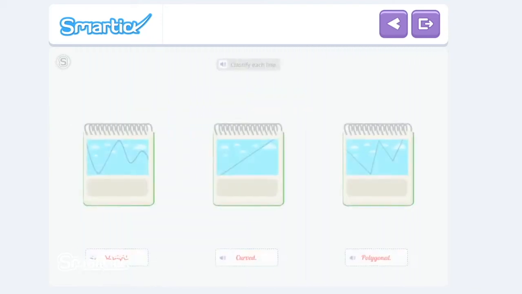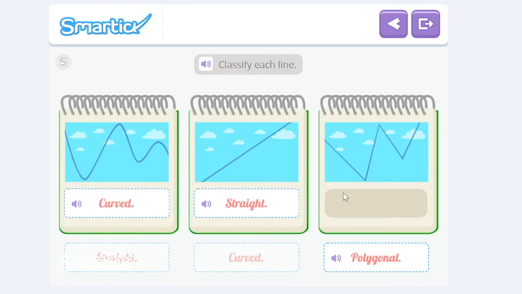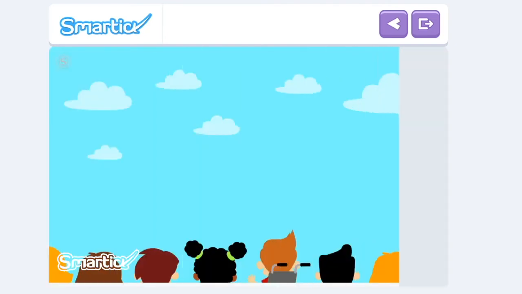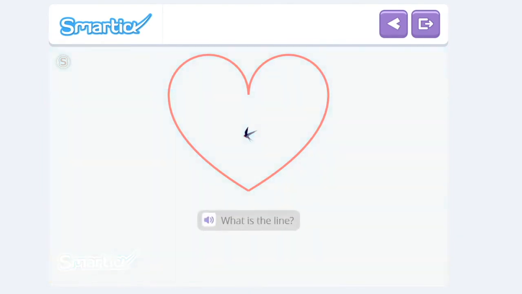Let's review. Classify each one of these lines. Done! Now, the pilot has announced that the next flight is dedicated to his children. He is going to draw a heart. Look! A bird is flying in the middle of it. What type of line has been drawn this time? Select all of the correct options.